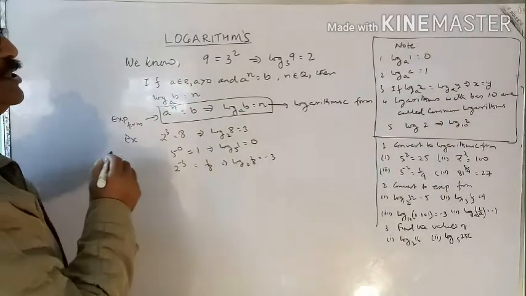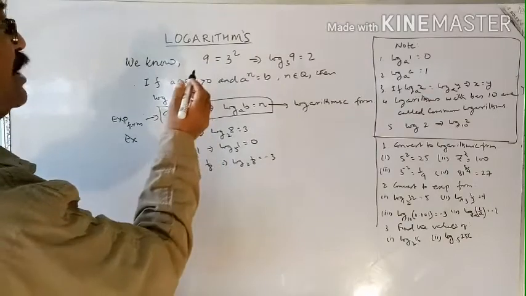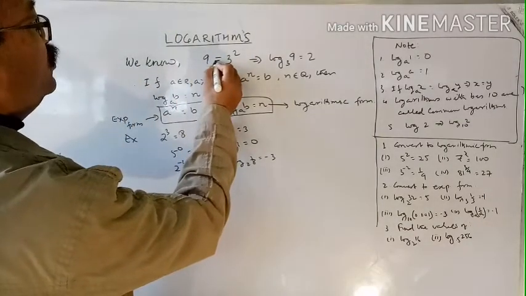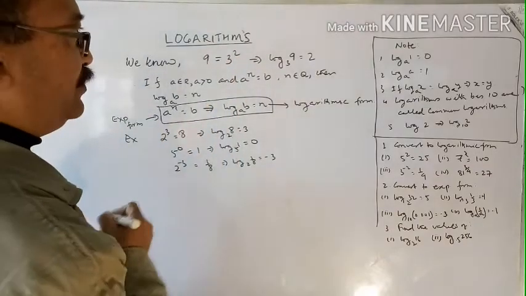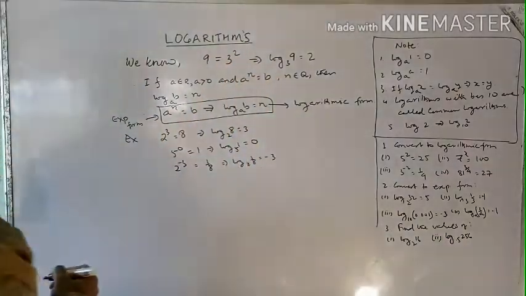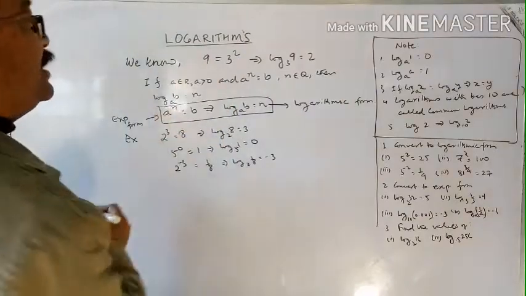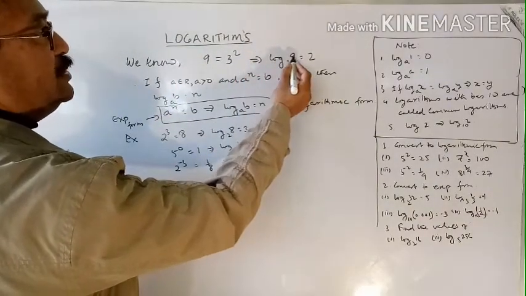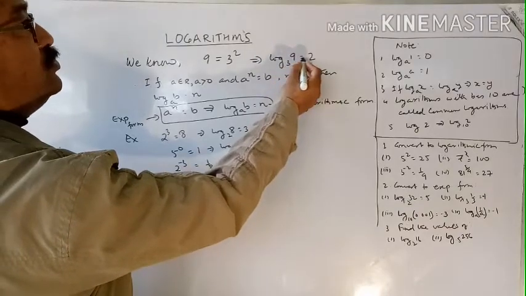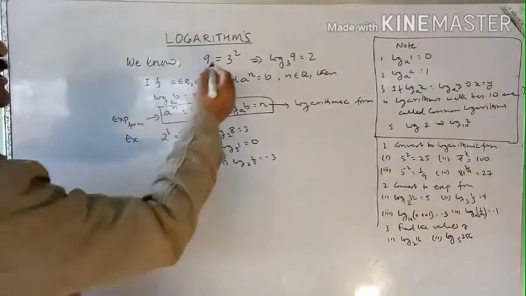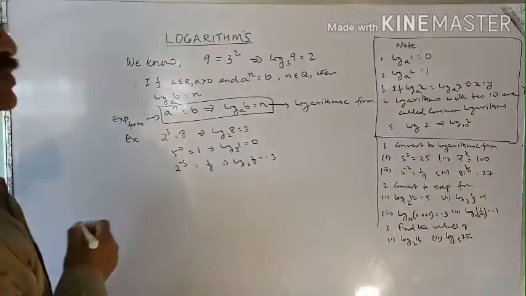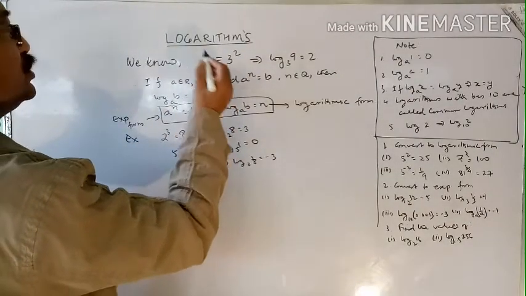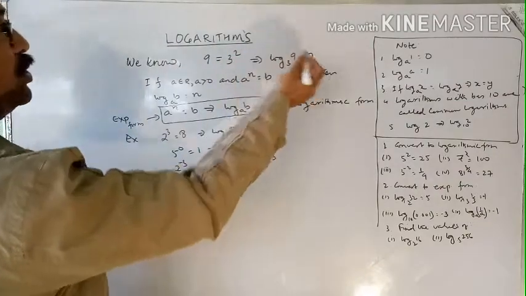Now from the exponentials, the indices chapter, the previous one, we know that 9 is equal to 3 square. 3 square is 3 into 3, so it is 9. Now it can be expressed in another way as log of 9 to the base 3 is equal to 2. So these two are actually equivalent. Now you see 9 is equal to 3 square. So see how to convert it to logarithm.